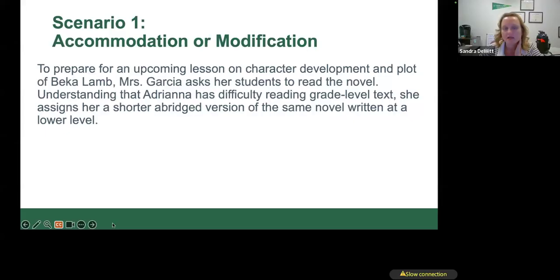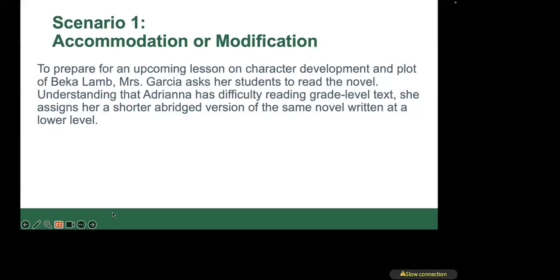Before you move on, I do think we have someone who raised their hand. Okay, go ahead. Yes, I did raise my hand. I wanted to understand this very well. To me, the scenario is a modification, because the child is reading a shorter version of the book, so the child is not getting the same content that other people are getting. It could be an accommodation if the child is reading the same book content that others are reading, but the teacher gave more time. I just want to know if my interpretation is correct.